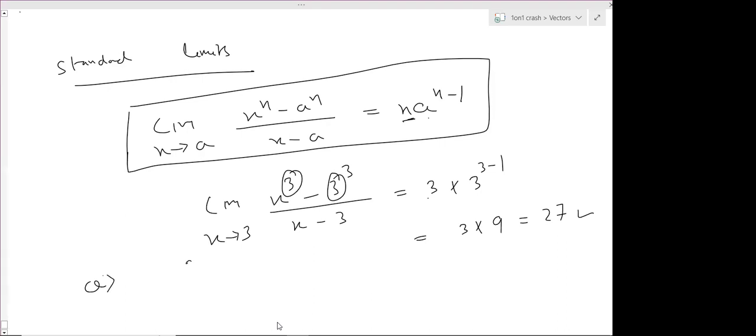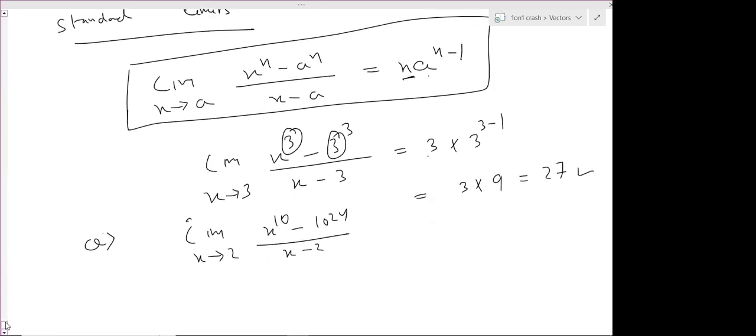Yeah. Write down a question. Limit x to the power 10 minus 1024 upon x minus 2, x tending to 2. I'll give you a few minutes.